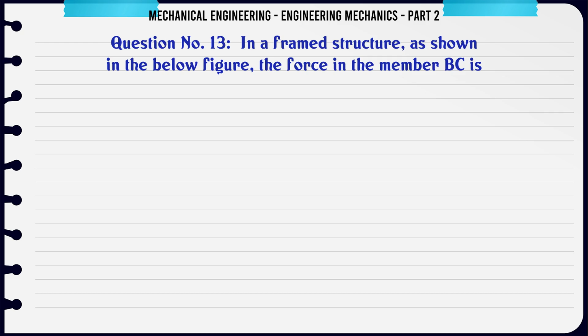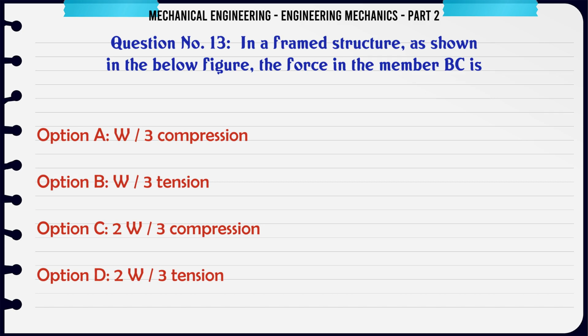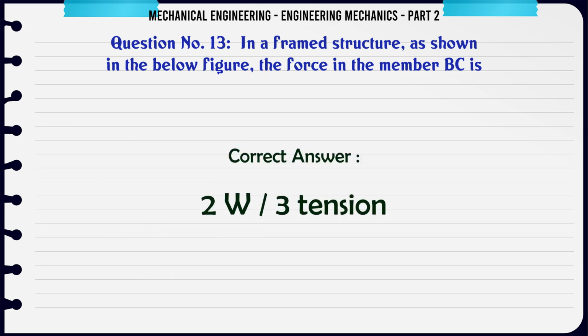In a framed structure as shown in the below figure, the force in the member BC is A. W/√3 compression, B. W/√3 tension, C. 2W/√3 compression, D. 2W/√3 tension. The correct answer is 2W/√3 tension.